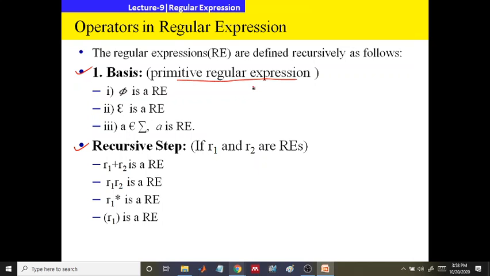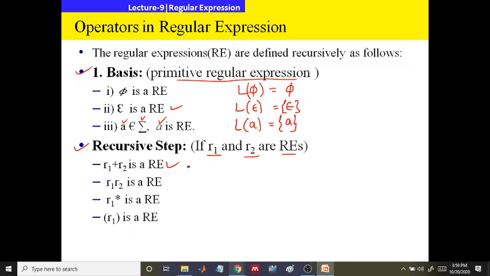Phi is a regular expression. The language accepted by phi is L of phi equal to phi. Epsilon is a regular expression, and the language accepted by epsilon is epsilon. Suppose a is a symbol of the input alphabet. Then a is also a regular expression, and L of a represents the string a. In the recursive step, if R1 is a regular expression and R2 is a regular expression, then R1 plus R2 is also a regular expression.